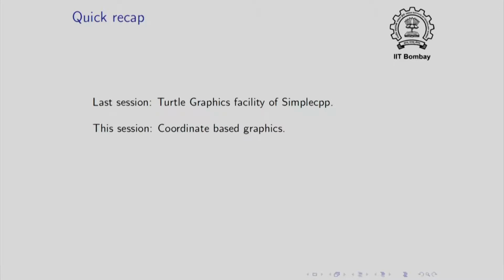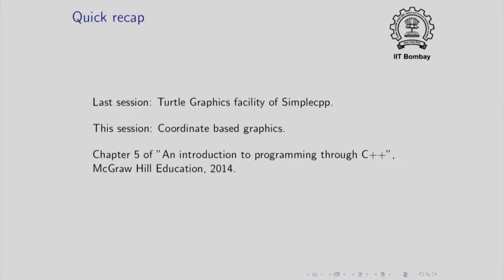Here is a very quick recap of the last lecture. In the last lecture, we discussed the turtle graphics facility of simple CPP. In this session, we will discuss the coordinate based graphics, which will allow you to do more interesting things. This facility is discussed at length in chapter 5 of An Introduction to Program through C++, which is the book that you have been using, published by McGraw-Hill Education in 2014. Some part of this also comes from section 15.2.3 of the book.